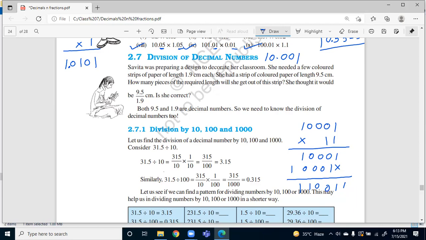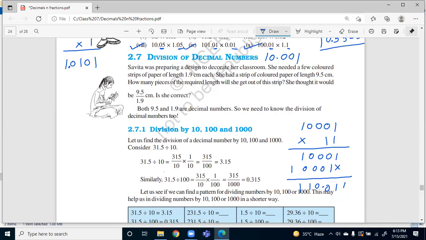So I'm getting 1, 1, 0, 0, 1, 1. If I look at decimal, then after decimal there are 2 digits. After decimal there is 1 digit. So I have to put 3 digits after decimal.